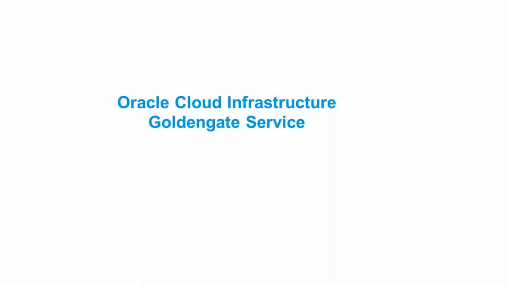So 21C Goldengate for on-prem was launched at the end of August 2021, during the last week of August 2021. So that means it's about 2 months old right now. However, this Goldengate 21C was already launched for Oracle Cloud Infrastructure as a Goldengate service. So over cloud, it was already available.